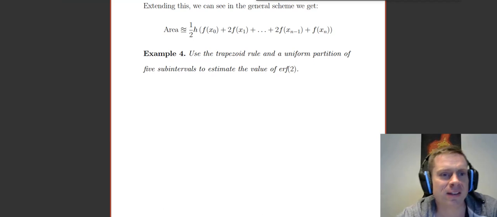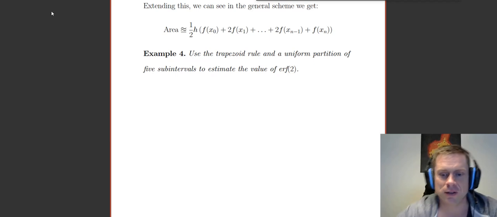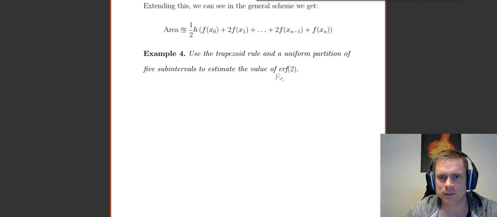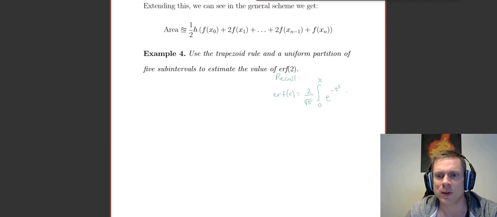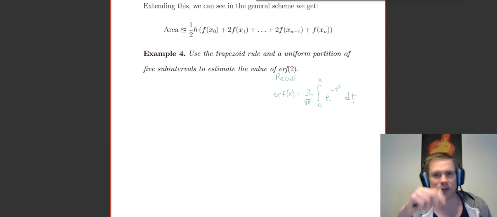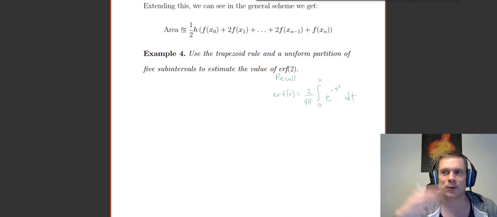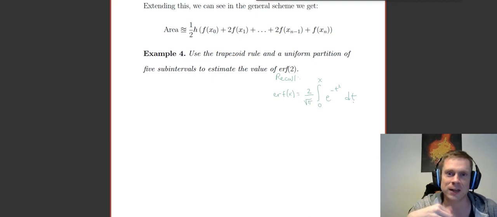So let's remind ourselves of what the error function is at the top. So let's go up here and say, recall, the error function of x, which I do want you to know, is 2 over root pi times the integral from 0 to x of e to the minus t squared dt. It's one of those special functions because we can't actually find that integral using any sort of classical methods. You have to approximate it. And that's what it is.